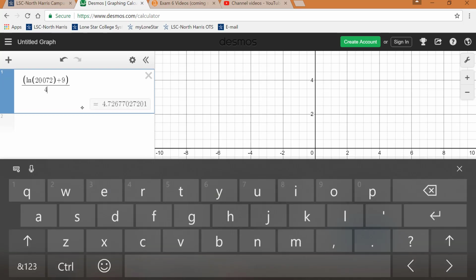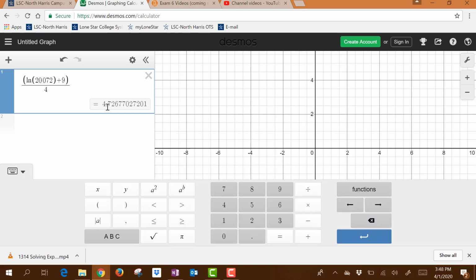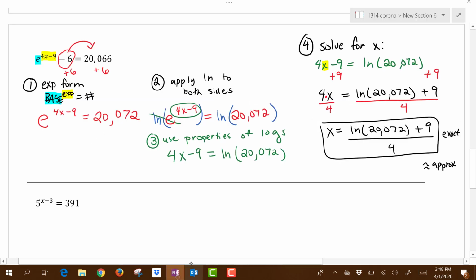Alright, so it gives me about 4.73 if I need to round to the nearest 2 decimal places. So about 4.73. And that would be the approximation to the nearest 2 decimal places of that fraction.